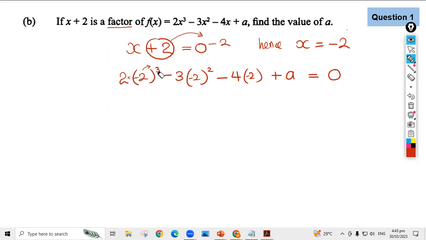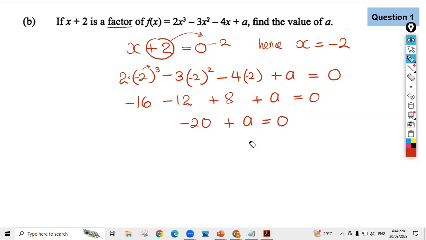-2 to the power 3 is -8. -8 by 2 is -16. -2 squared is +4. +4 by -3 is -12. -4 multiplied by -2 is +8. And all we have to do now is solve for a, right? So 16 minus -12 plus 8. And we're going to get -20 plus a is equal to 0.